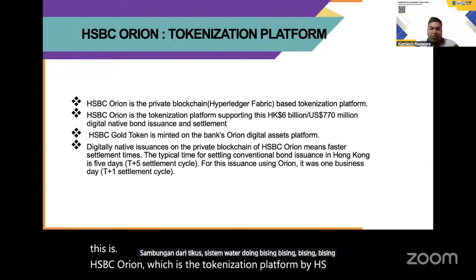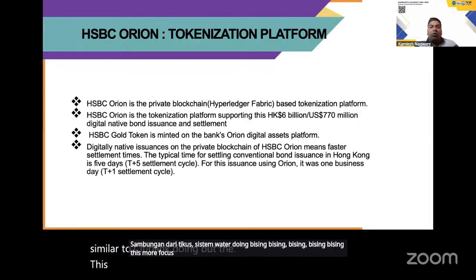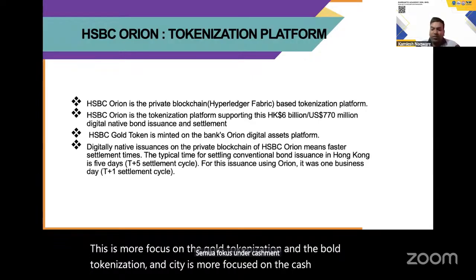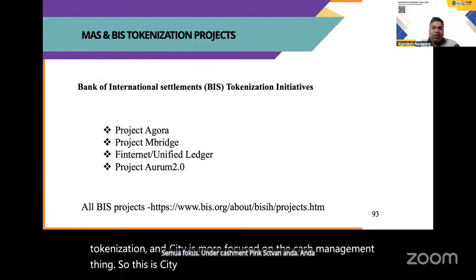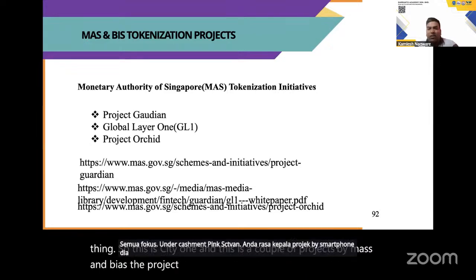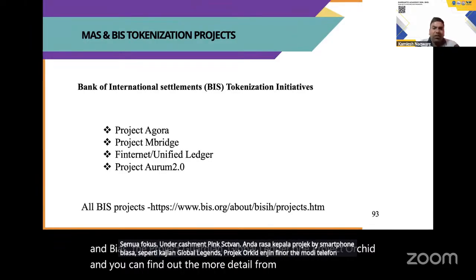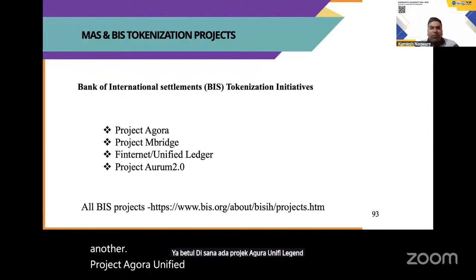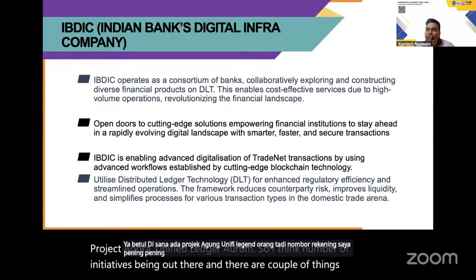This is similar to what Citibank is doing, but HSBC is more focused on gold tokenization and bond tokenization, while Citi is more focused on cash management. This is Citi One, and there are a couple of projects by MAS and BIS: Project Guardian, Global Ledger One, Project Orchid, and you can find more detail on these websites. Another is Project Agora, the Unified Ledger. A number of initiatives are out there, and a couple of things are happening in India as well.